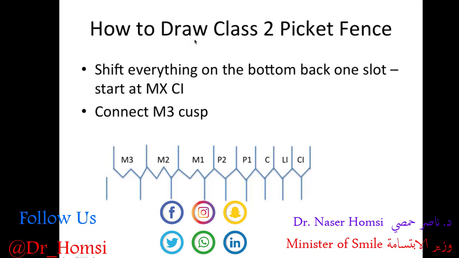Okay, so you'll get some questions on occlusion of class 2, Angle's class 2, and this is not too bad, actually, because if you've drawn the picket fence, all you have to do is shift everything on the bottom back one slot. Okay, so if we start on the maxillary central incisor, we just draw a line down, 1, 2, 3, 4, etc. Keep going. And then when we get back here, we're going to connect the third molar. So we have an easy template for class 2 occlusion, and I go through a question at the end of the lecture on a typical class 2 occlusion type of question you'll see on the boards.